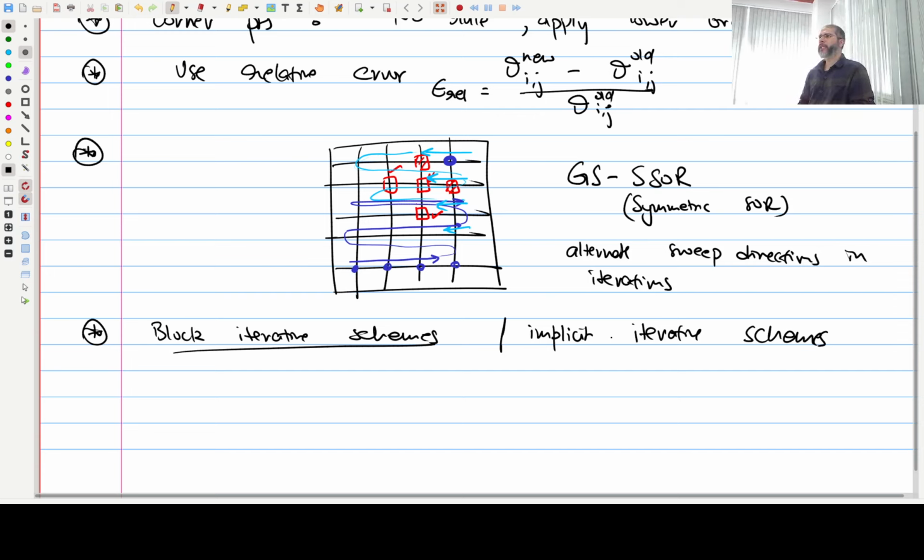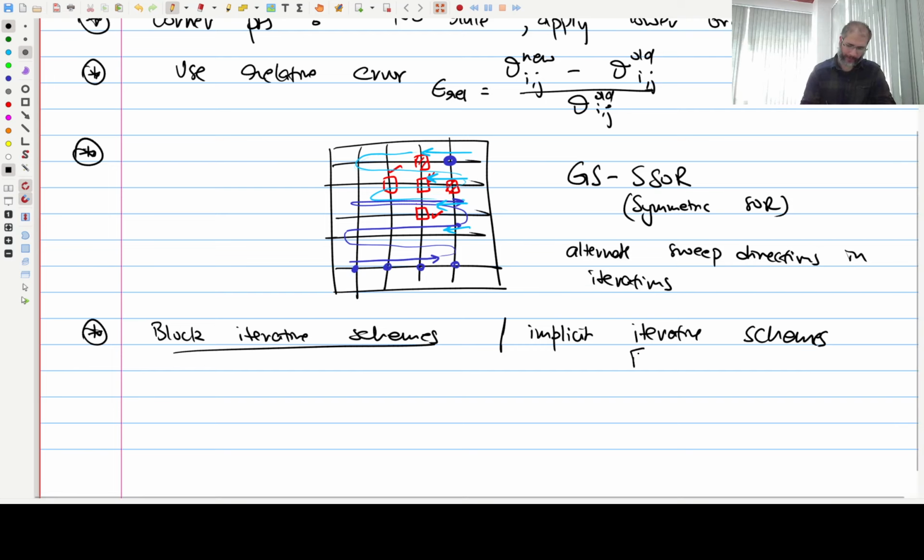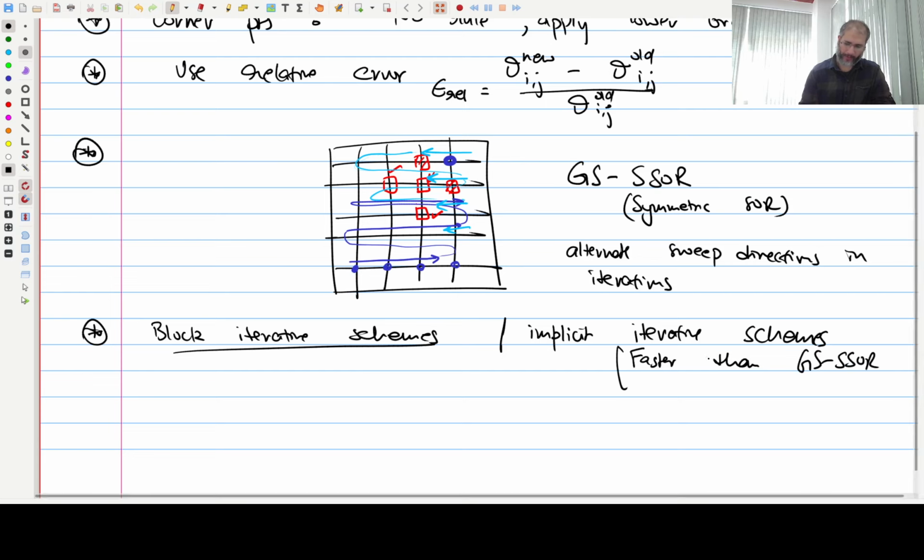Now we said that iterative schemes are used for implicit discretizations, but here we'll use both ideas together. We'll use an implicit scheme, which is to solve some sort of a matrix equation, as well as iterative. So that will help us improve the convergence or the number of iterations further. So this is going to be faster than the Gauss-Seidel SOR that we have just discussed.